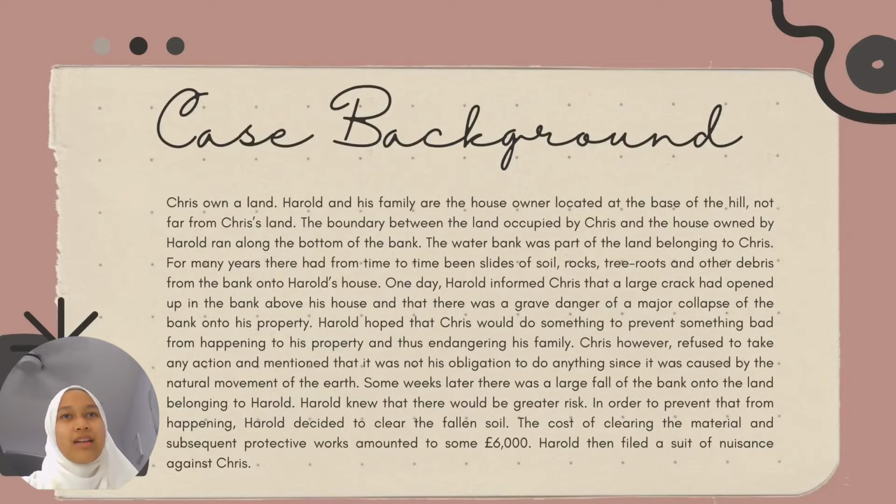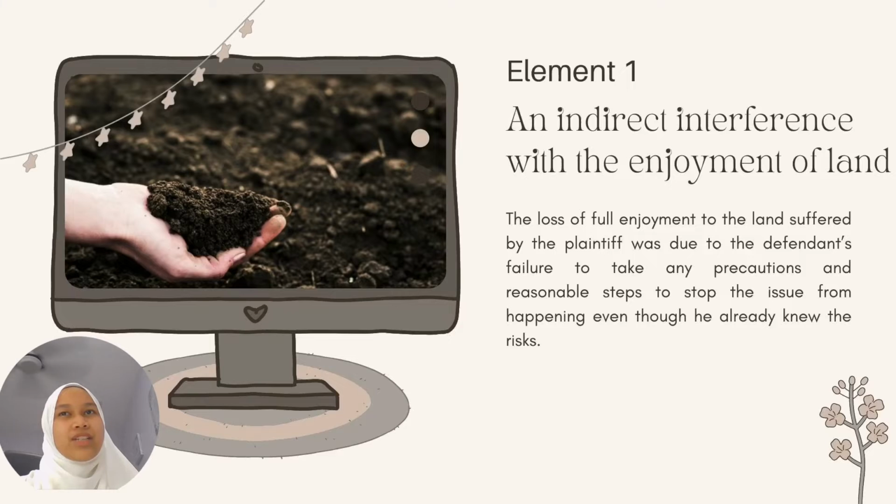Some weeks later, there was a large fall of the bank onto the land belonging to the plaintiff. Based on the facts, we can say that the loss of full enjoyment of the land suffered by the plaintiff was due to the defendant's failure to take any precautions and reasonable steps to stop the issue from happening, even though he already knew the risk. Even though the nuisance was caused by naturally arising hazards, the defendant was still considered liable for nuisance provided that he was aware of the existence of danger and failed to take reasonable precautions. So the defendant's failure to take any precautions constitutes an indirect interference with the enjoyment of the plaintiff's land.